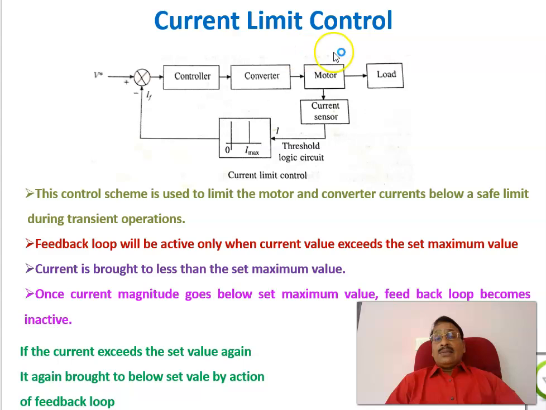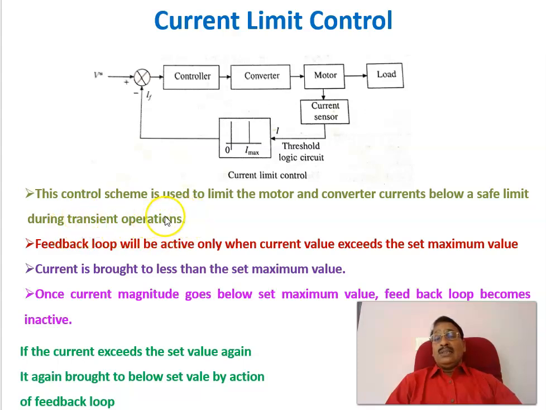In the previous slides we have seen the basic closed loop control block diagram of a motor load system, and in this one, this is a current limit control. In current limit control, the control scheme is used to limit the motor and converter currents below a safe limit during the transient operation.